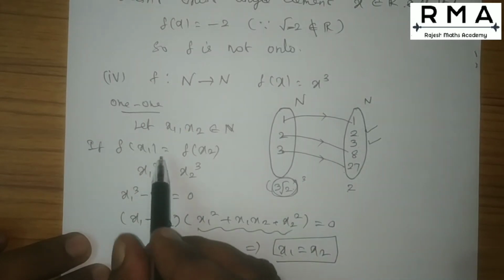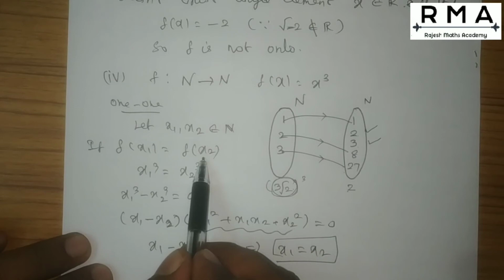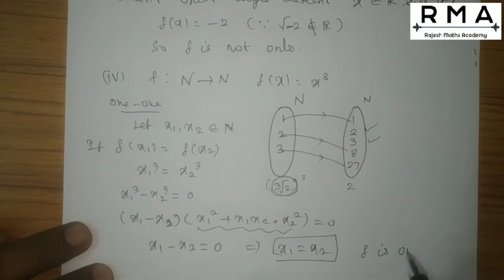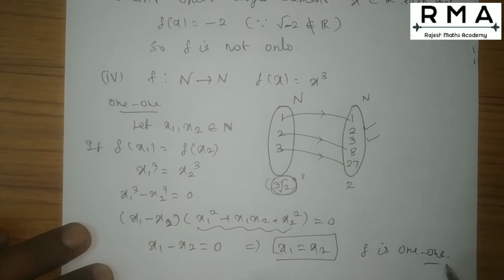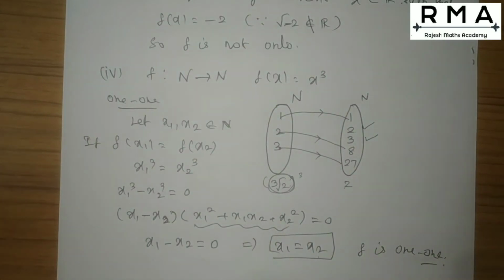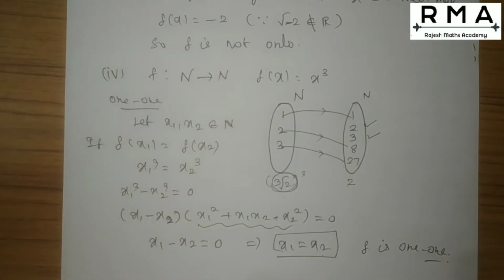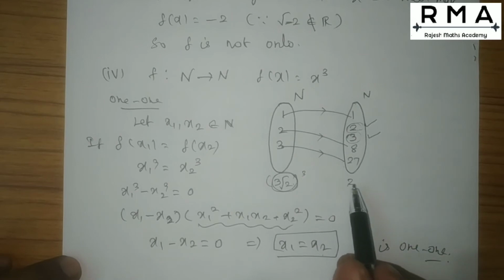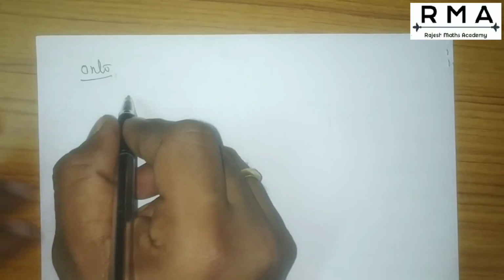So I have taken f of x1 equal to f of x2, and I got x1 equal to x2. So I can say that f is 1-1. Clear? What about onto? I already said it is not onto. Why it is not onto: 2 is left unmapped, 3 is left unmapped, similarly 4, 5, 6. That I am going to prove now.